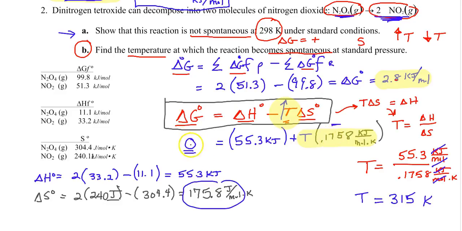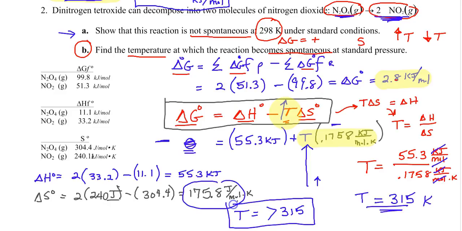So to make this delta G become negative, I'm going to need T to become higher. I solve for the T when this becomes 0. It was at 2.8, but now I solve for the temperature when it's at 0. So all I've got to do is increase this T. This negative will be big enough to drive it to make the overall delta G negative. So we would say the temperature at which the reaction becomes spontaneous, delta G is negative, would be anything greater than 315. That's how we would answer that. The temperature would be anything greater than 315 would make this negative.